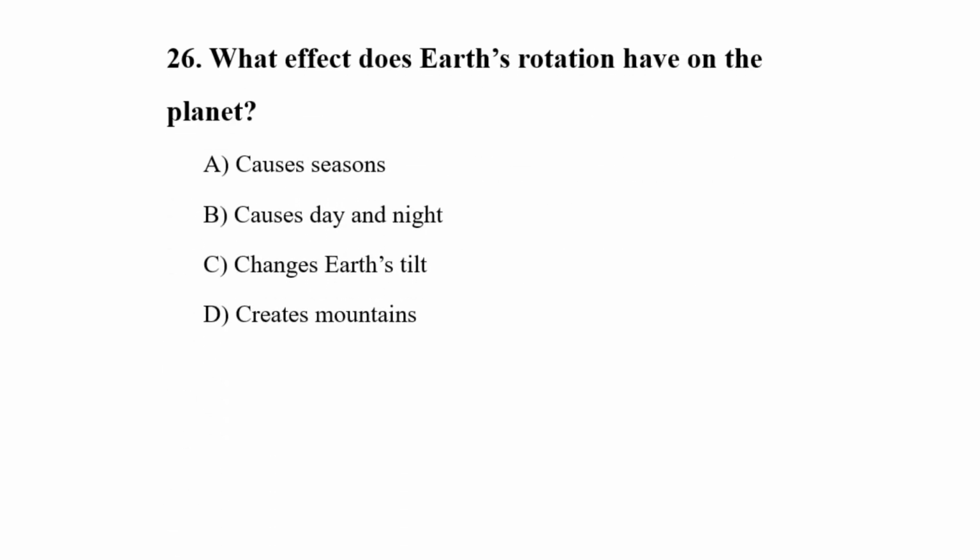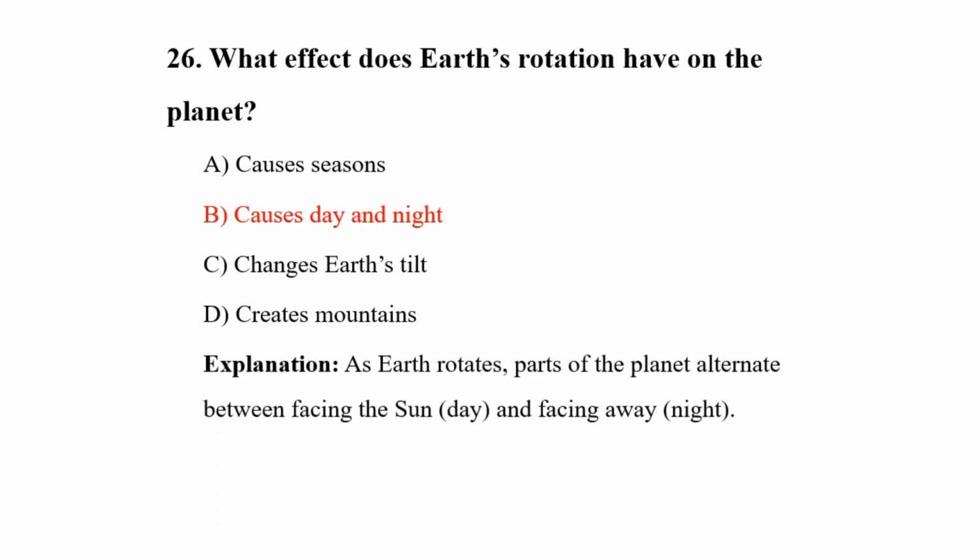Question number 26. What effect does Earth's rotation have on the planet? A. Causes seasons, B. Causes day and night, C. Changes Earth's tilt, D. Creates mountains. The answer will be it causes day and night. As Earth rotates, parts of the planet alternate between facing the Sun, which is day, and facing away, which is night.